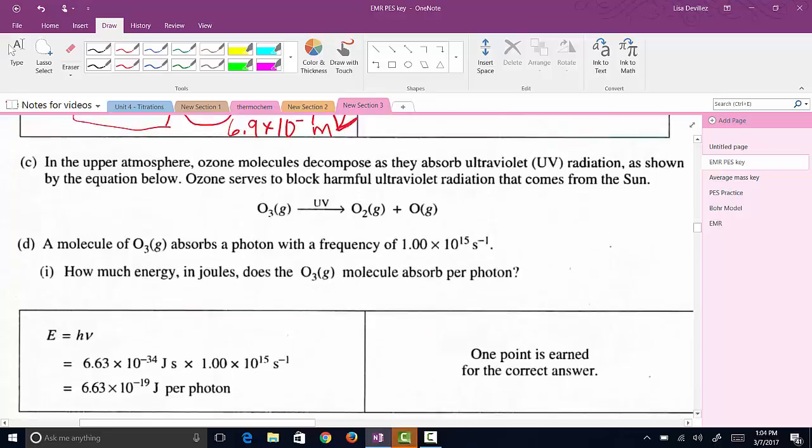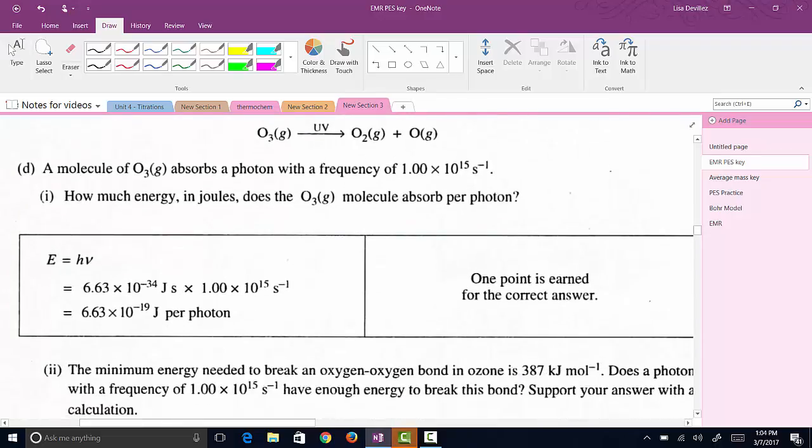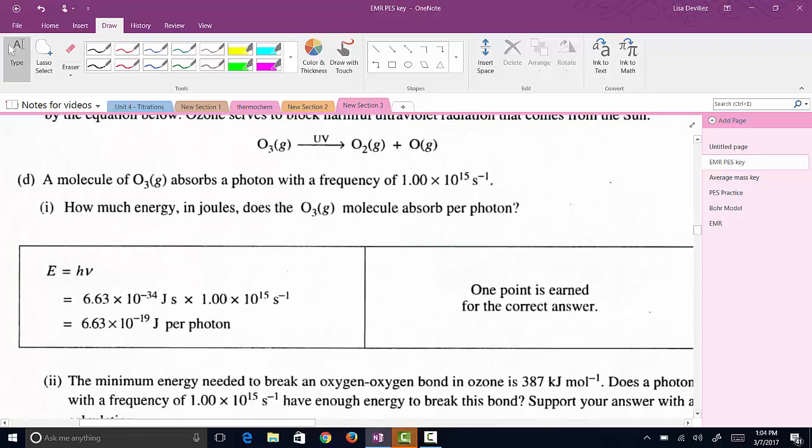Okay, and then here we have a molecule of O3 that absorbs a photon with a frequency of 1 times 10 to the 15th hertz, or per second. How much energy does it absorb? So here, with energy and frequency, we're going to use this equation right here. And so when you plugged in your numbers, the 6.63 times 10 to the minus 19th is your joules per photon.